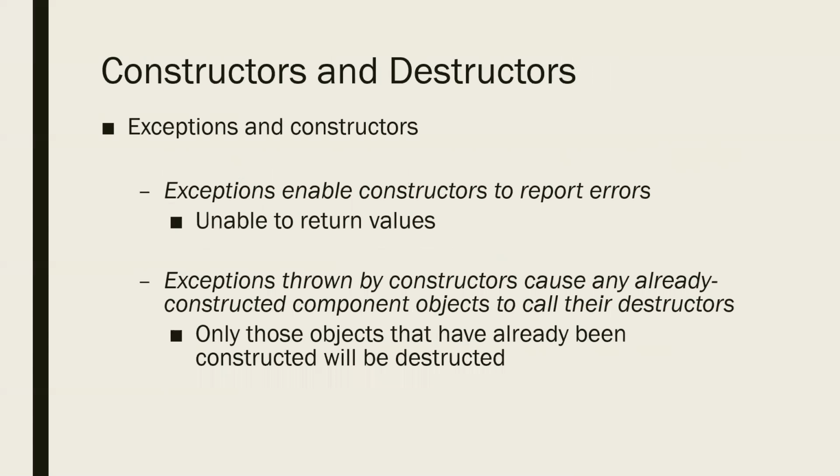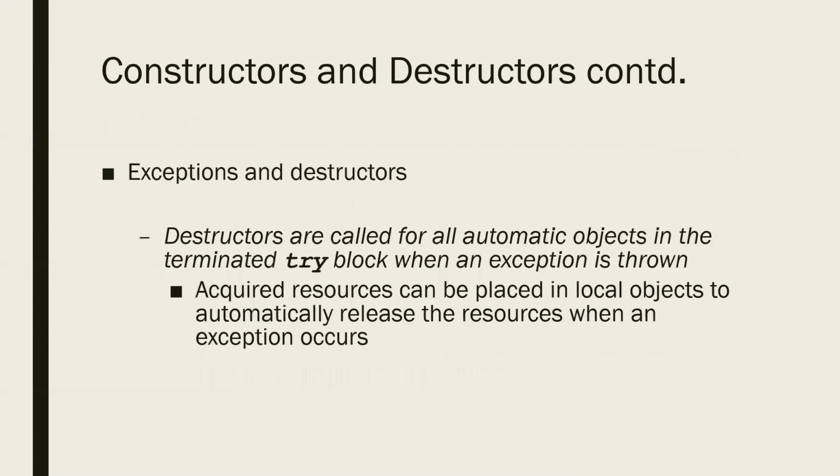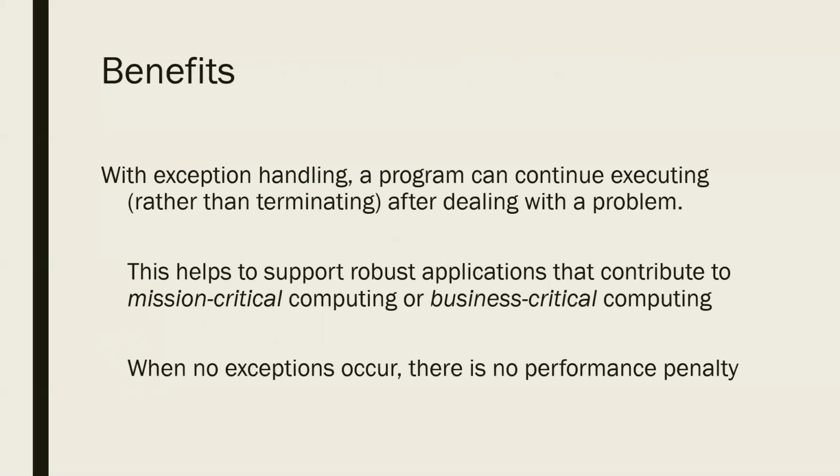Now let's talk about constructors and destructors. First, exceptions and constructors. Exceptions enable constructors to report errors, since they are unable to return values. Exceptions thrown by constructors cause any already constructed component objects to call their destructors. Only those objects that have already been constructed will be destructed. Now, exceptions and destructors. Destructors are called for all automatic objects in the terminated try block when an exception is thrown. Acquired resources can be placed in local objects to automatically release the resources when an exception occurs.